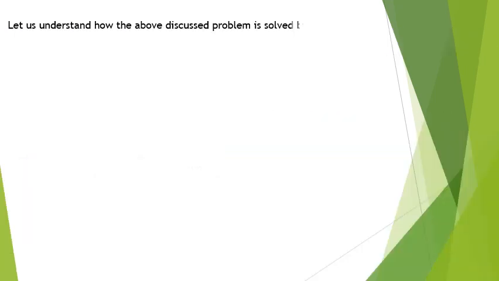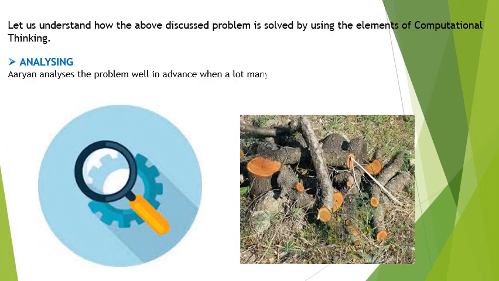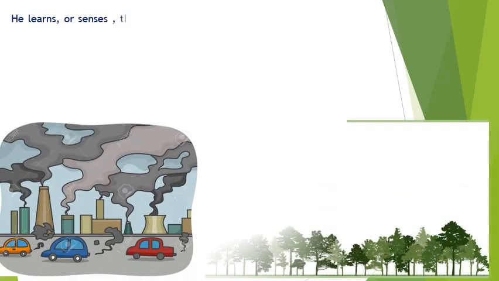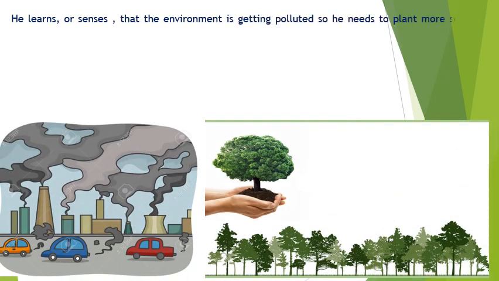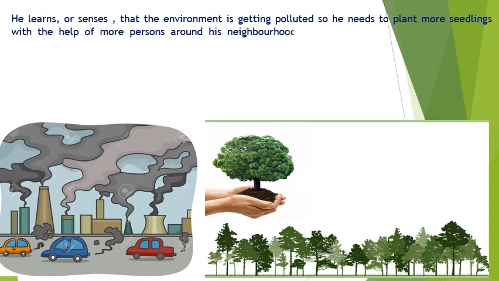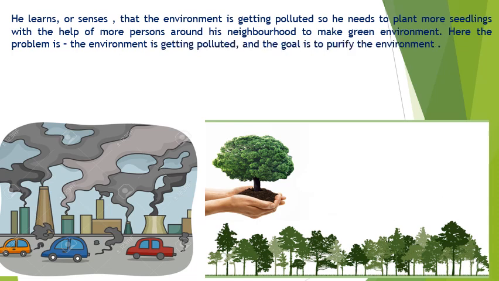Let us understand how the above discussed problem is solved by using the elements of computational thinking. Children, first component is analyzing here. Aryan analyzes the problem well in advance when a lot of trees are being cut. He learns or senses that the environment is getting polluted, so he needs to plant more seedlings with the help of more persons around his neighborhood to make a green environment. Here the problem is the environment is getting polluted and the goal is to purify the environment.